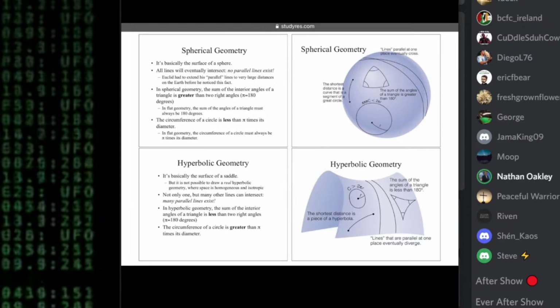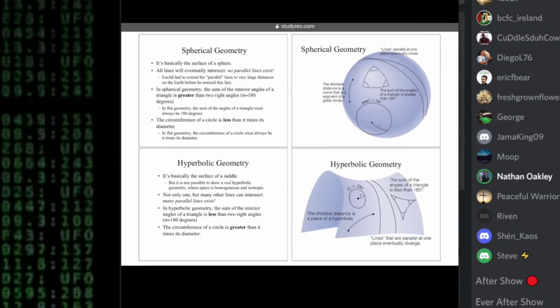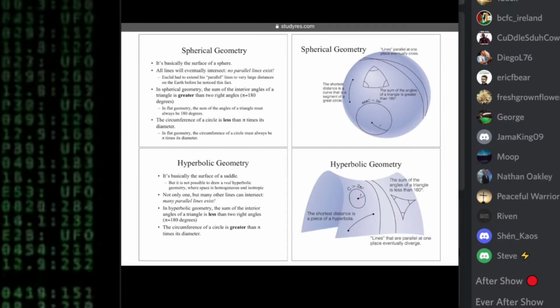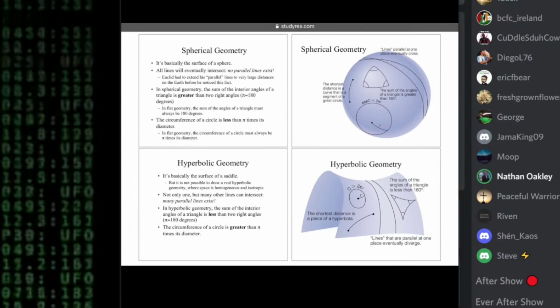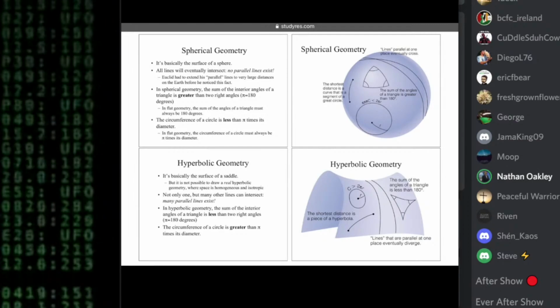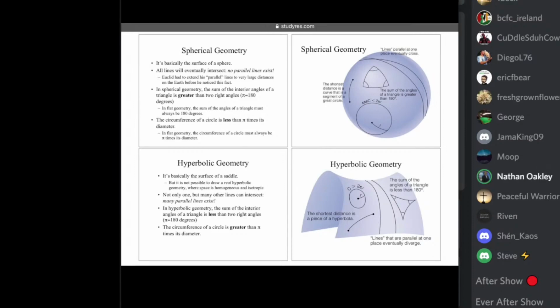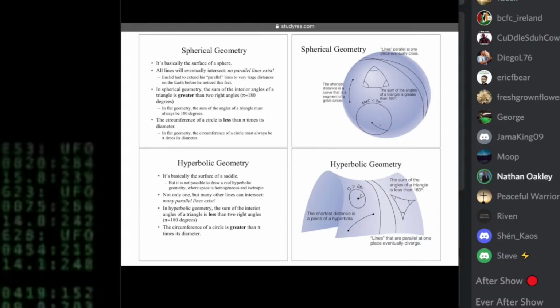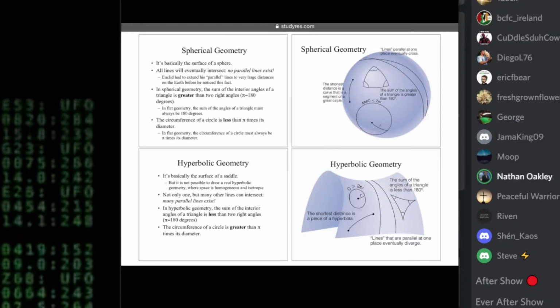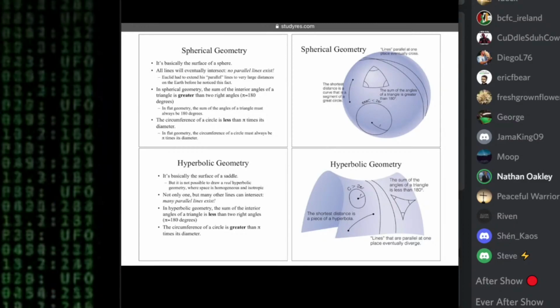All lines will eventually intersect. No parallel lines exist. You cannot do anything to do with celestial navigation, parallel lines, artificial horizon parallel to the celestial horizon or the equatorial plane. You cannot do that on a sphere. In spherical geometry, the sum of the interior angles of a triangle is greater than two right angles, pi equals 180 degrees. In flat geometry, which is Euclidean geometry, the sum of the angles of the triangle must always be 180 degrees. The circumference of a circle is less than pi times the diameter. That's in spherical geometry. In flat geometry, the circumference of a circle must always be pi times the diameter.